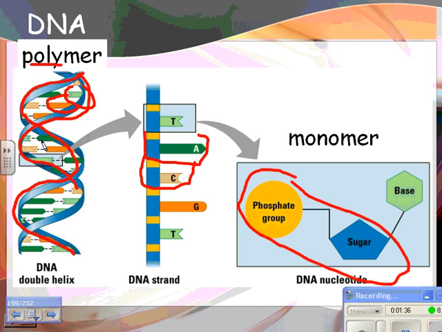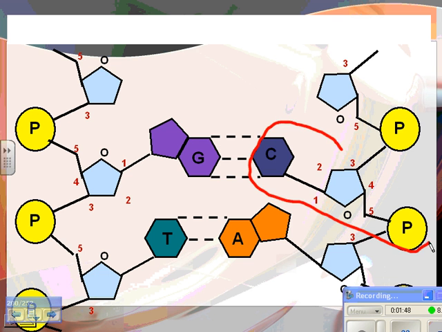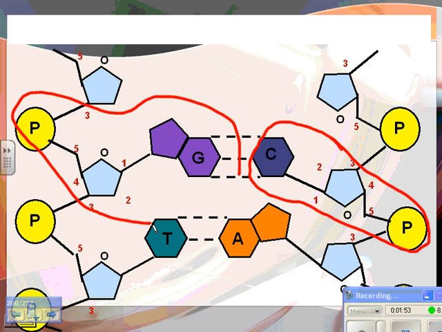The inner part, the rungs, are made by bases. So here's a base, and it would connect to another base. And here's another picture of it. We've got these units. Here's a nucleotide, and here's another nucleotide. So we've got a sugar, a phosphate, and a base, and the outside is made out of these repeating units, sugar, phosphate, and again over here, sugar, phosphate, sugar, phosphate, sugar, phosphate.